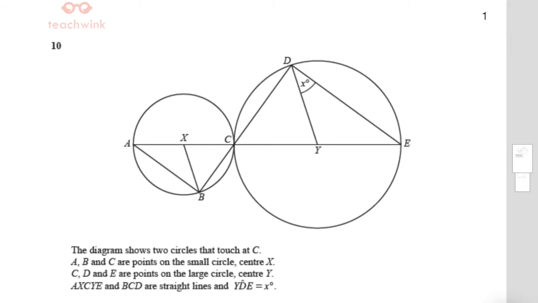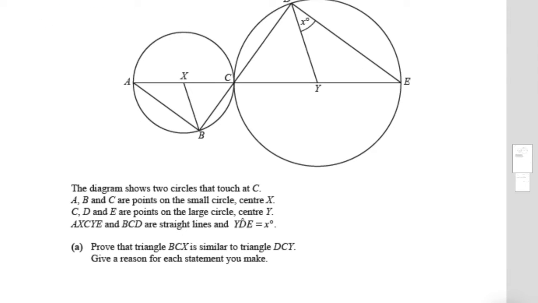The question in front of us has two circles with multiple triangles in it. The statement says, the diagram shows two circles that touch at C. A, B and C are points on the small circle with center X. C, D and E are points on the larger circle with center Y. AX, CYE and BCD are straight lines and angle YDE is x degrees. Part A says prove that triangle BCX is similar to triangle DCY. Give a reason for each statement you make.